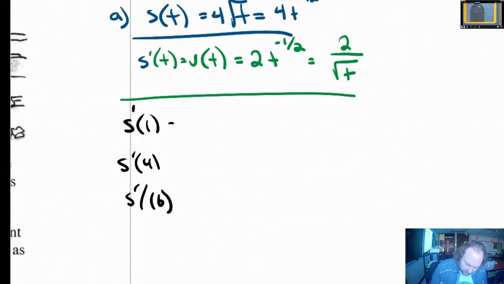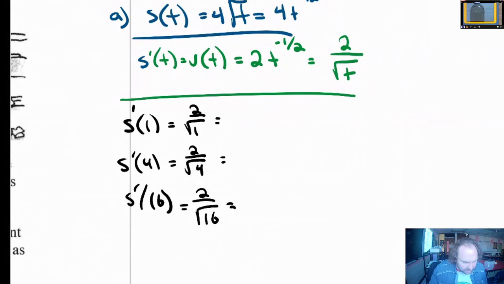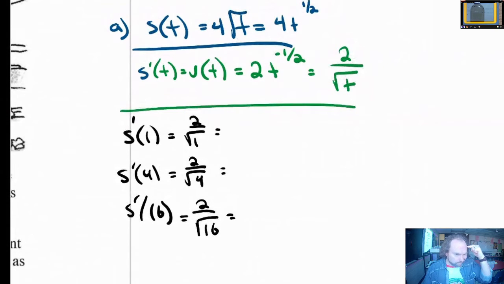So we're just going to plug that in. 2 over the square root of 1, 2 over the square root of 4, and 2 over the square root of 16. In general, you'll find that if a question on the AP test does not require a calculator, then it's usually pretty easy to evaluate in the old noggin.